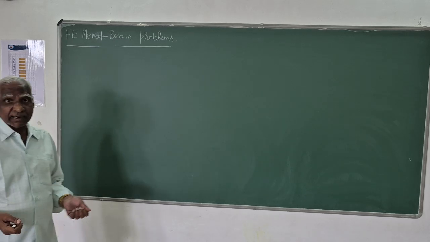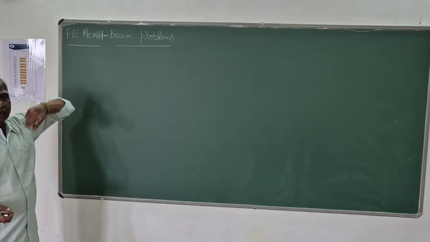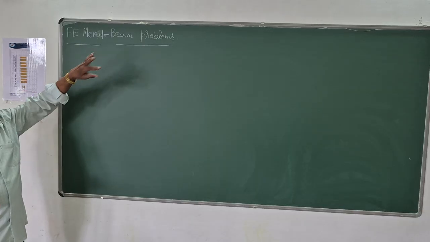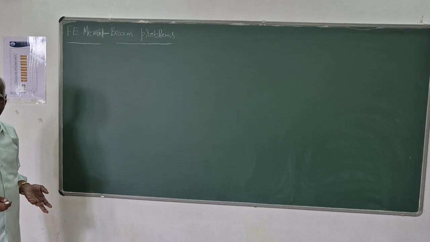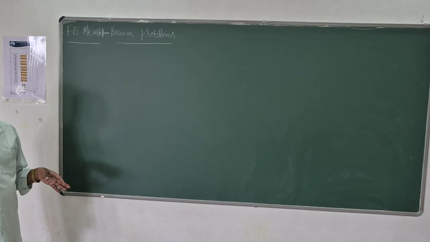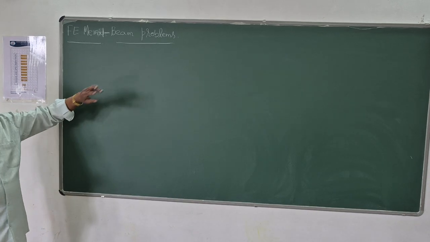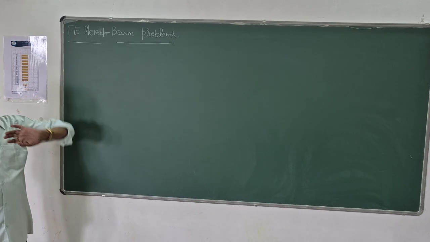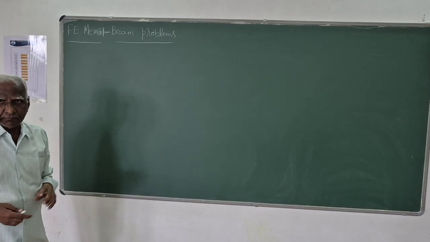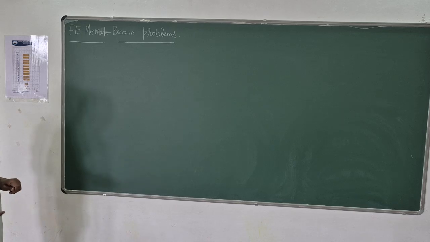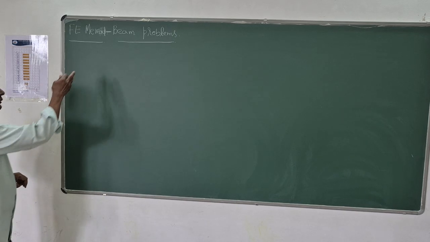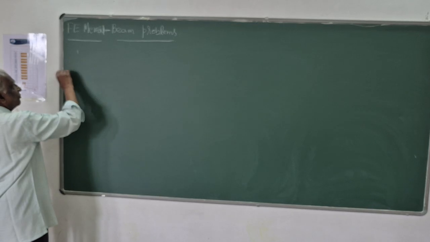We have completed the finite element method for analysis of trusses. Truss problems we have finished. Bar problems also we have finished. Today let us take up the finite element method for solving beam problems. The same procedure that we have already discussed for trusses, let us follow for beams also.